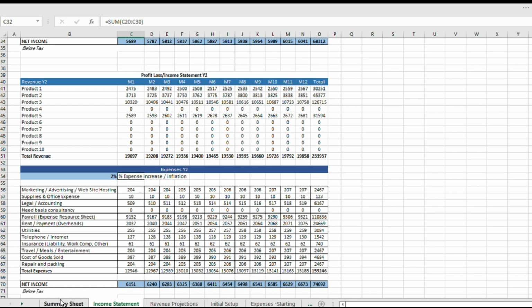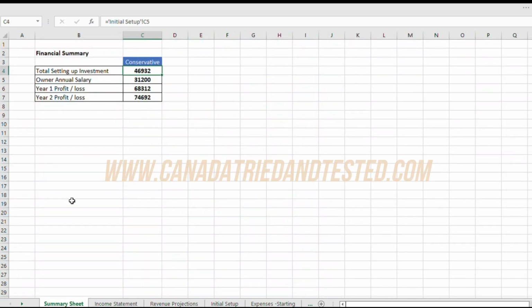Now coming to the summary sheet which we had started with, again whatever input we had seen so far, that is auto populating here, and it gives you an overview of how the business looks. Okay friends, you saw how simple it was to make financial plan.